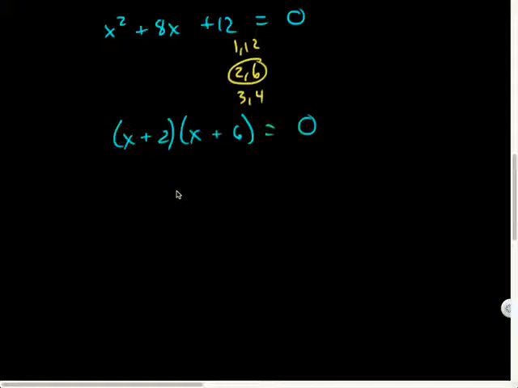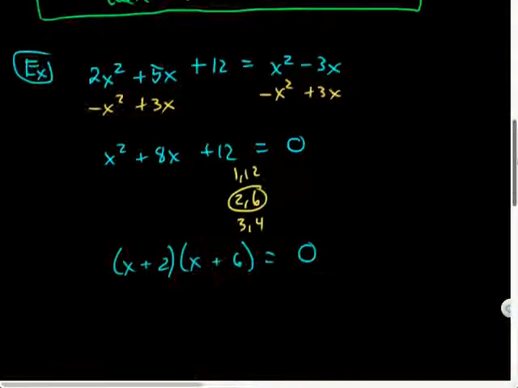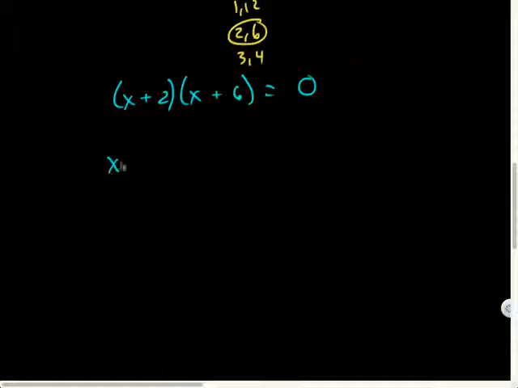Now, I'm not done yet, okay? What I'm going to have to do is zero product property this, right? x plus 2 times x plus 6 equals 0.